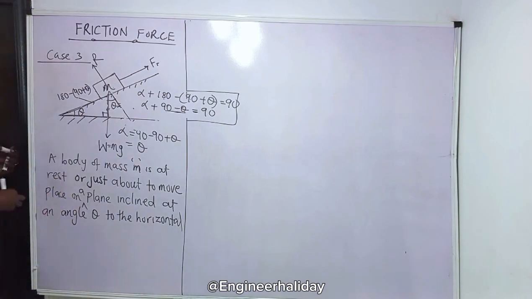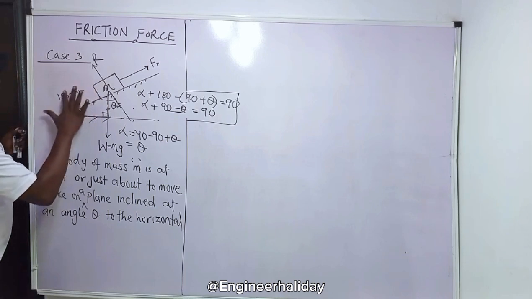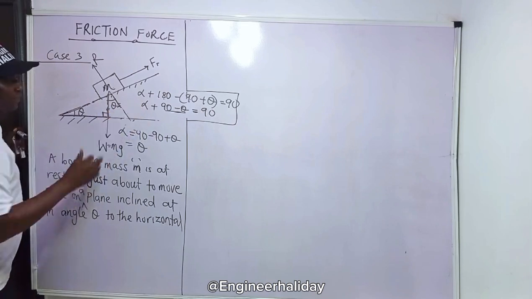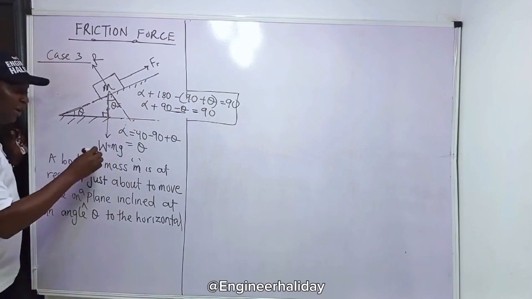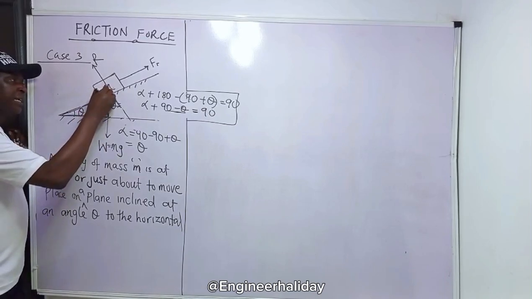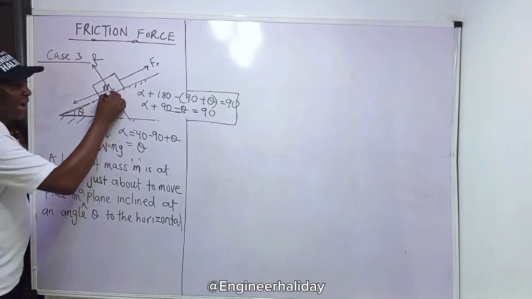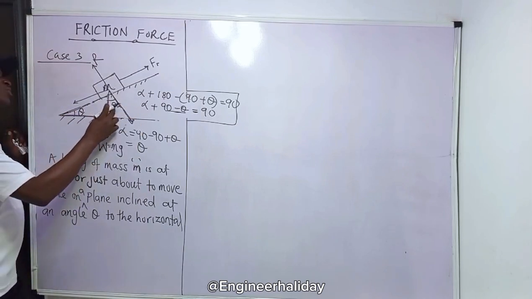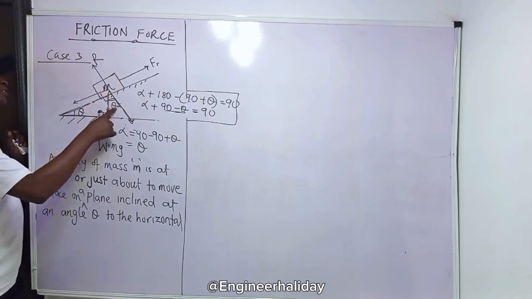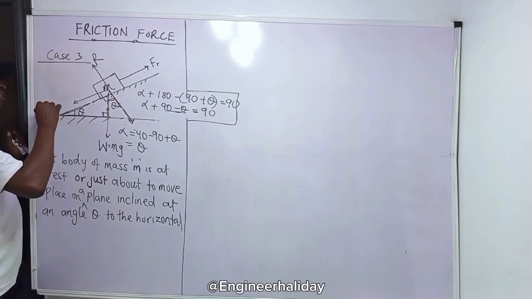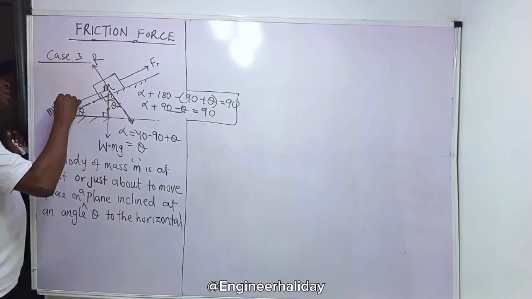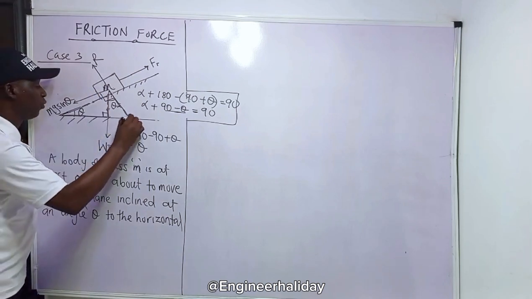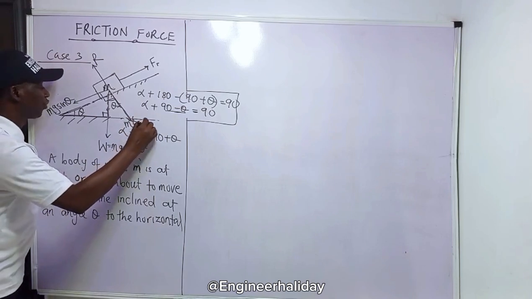Now, let me remove all this, then we'll go ahead. Let us resolve the weight along the plane and perpendicular to the plane. Resolving with respect to theta, we are going to have mg sin theta. This is the gravitational force along the plane. Then perpendicular to the plane, we are going to have mg cos theta.